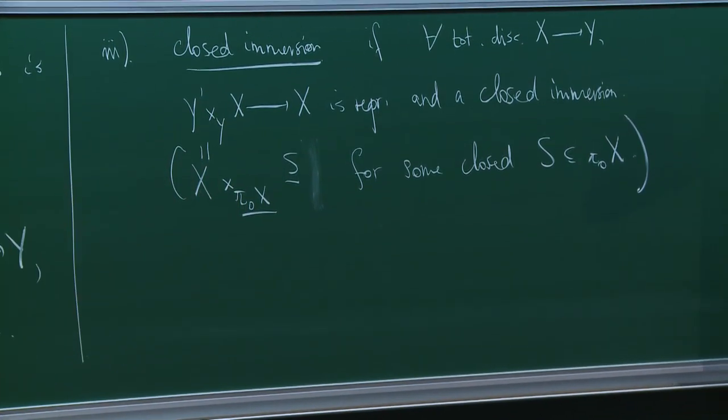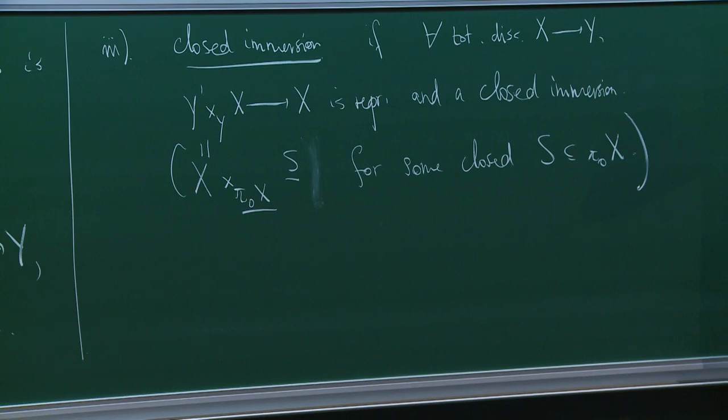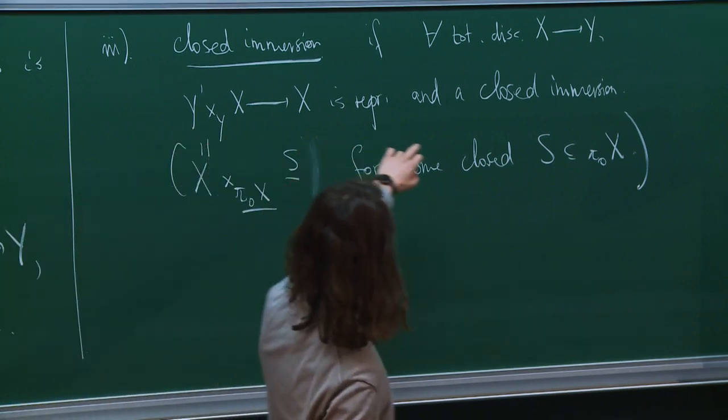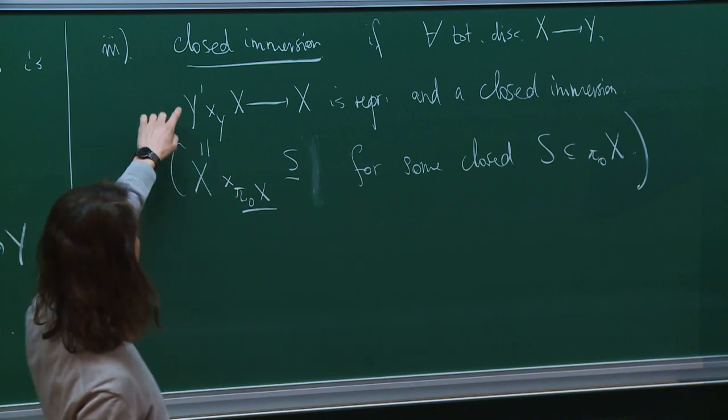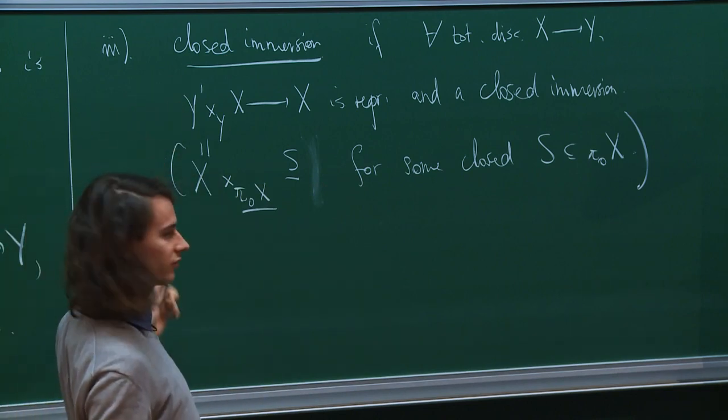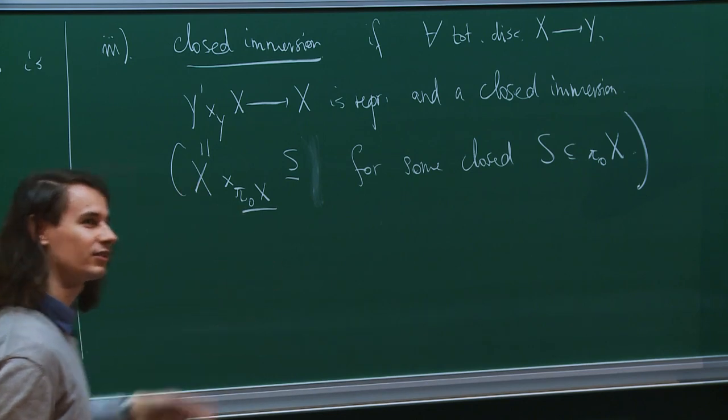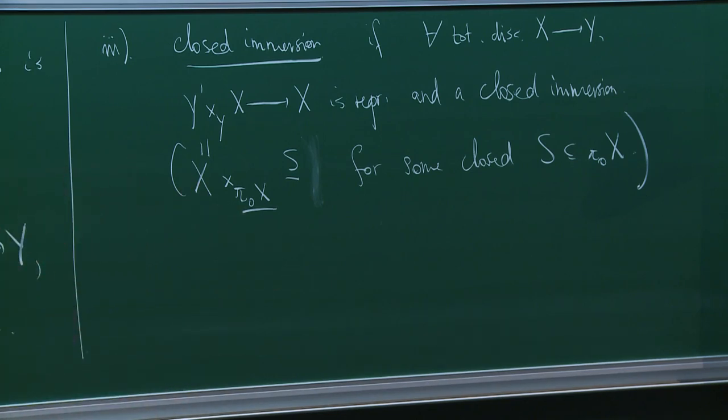You have higher rank valuations there, so you can stick. Yes, but because everything is supposed to be a closed immersion, all the specializations must be in there, and all maps of analytic adic spaces are generalizing, so all the generalizations must be in there too. And so you don't really have any choice except to take the whole connected component.